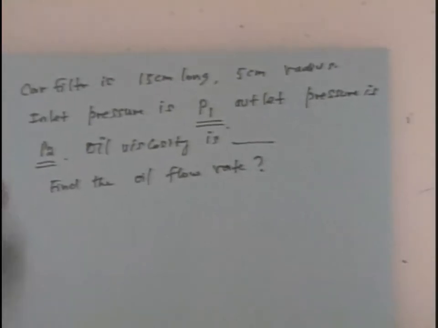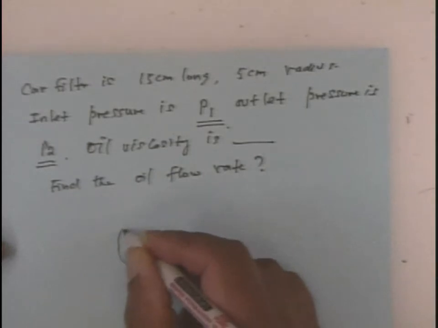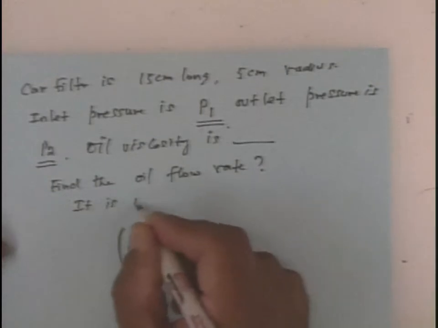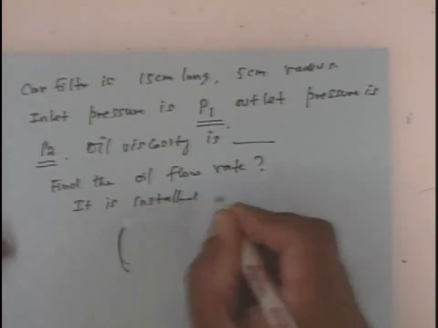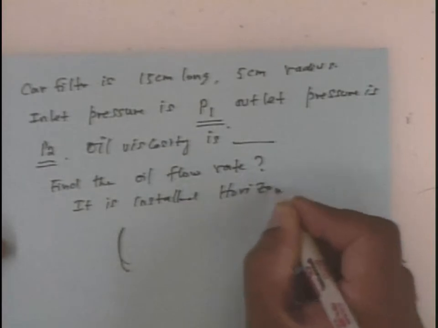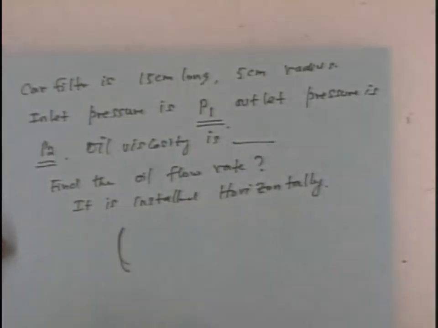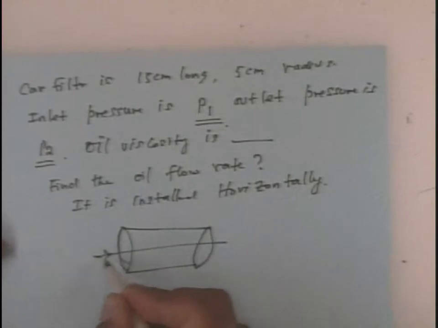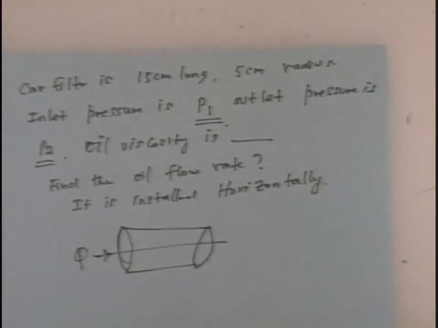Here's a different application. How do you do this? You know I'm talking about the car filter, the oil filter. So let's assume the oil filter is, in this case, installed horizontally. So you could have a horizontal filter, and the oil is flowing through the system.